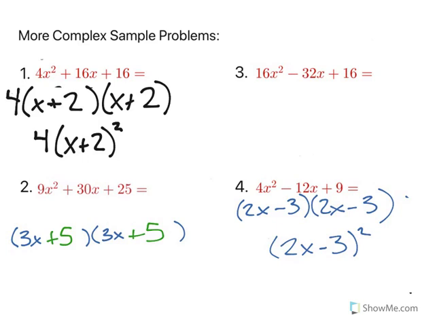Okay, so looking at our very first term with 16x squared, we know that the square root of 16 is 4, and we know the square root of x squared is x. So 4x times 4x would give us our 16x squared. We then look at our third term, and 4 times 4 gives us 16. But we need a negative 32 for our middle term, so we're going to put subtraction signs inside each of the parentheses.